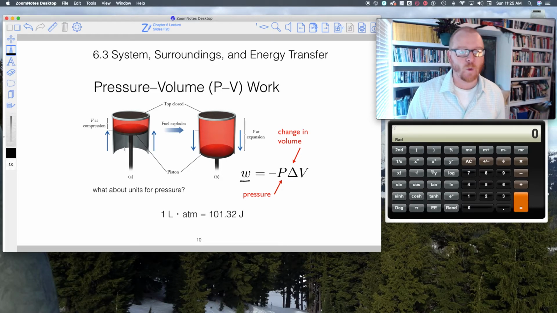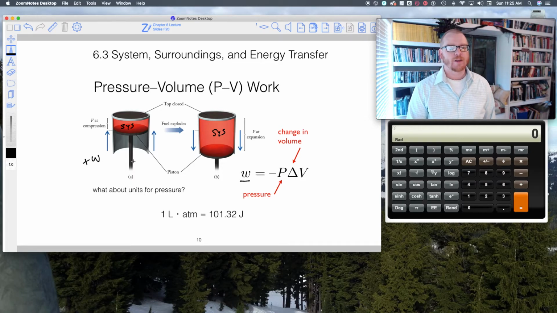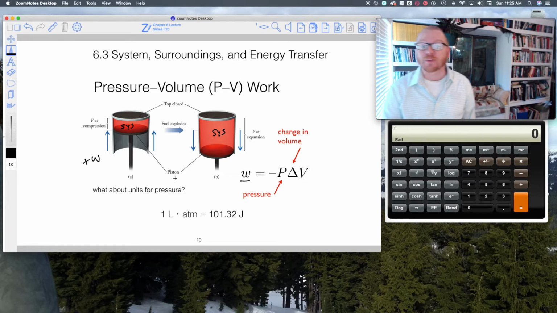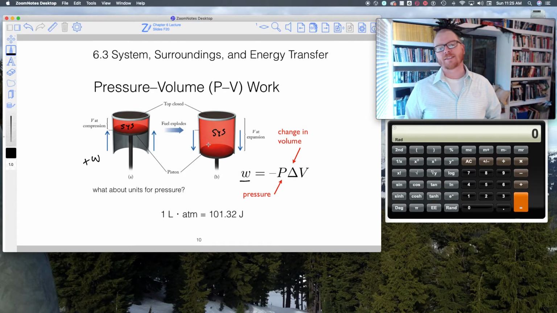So compression work, right? If let's say I define now what's inside my piston as the system, then this is positive work that's being done. So the surroundings are working on the system for compression. But now, look at this, fuel explodes. So this is how I'm able to define what's inside the piston as the system. This can be hard at first. How do I get the system and surroundings correctly? It kind of takes some practice, all right?